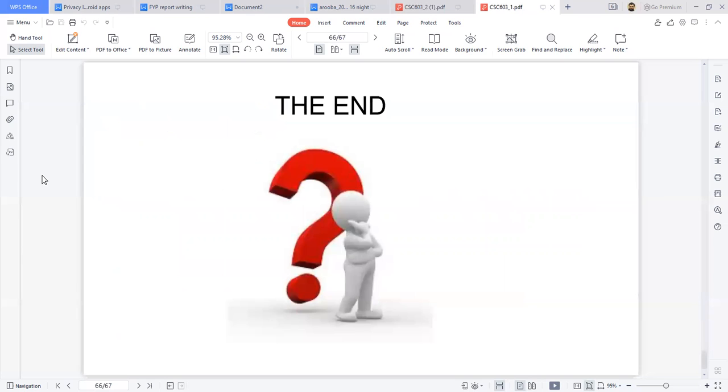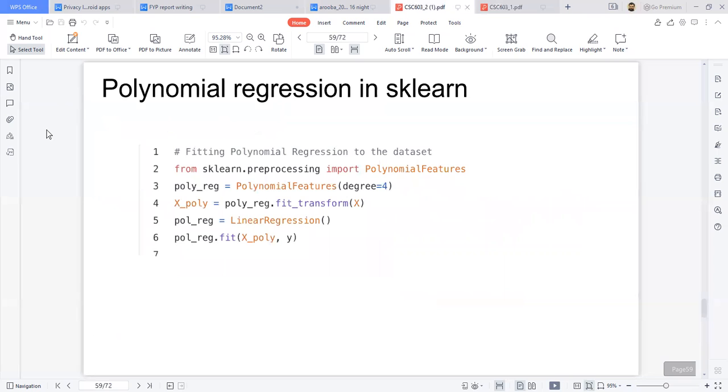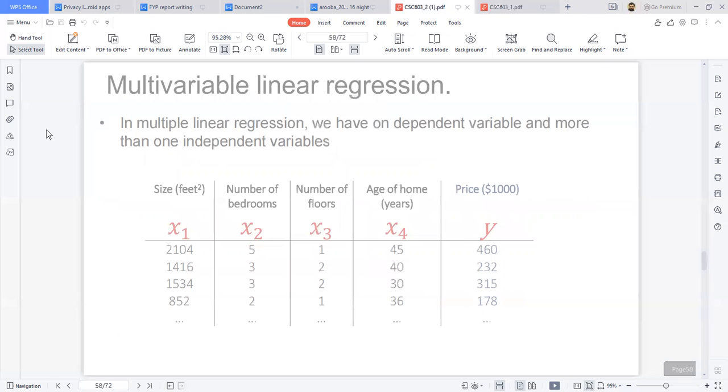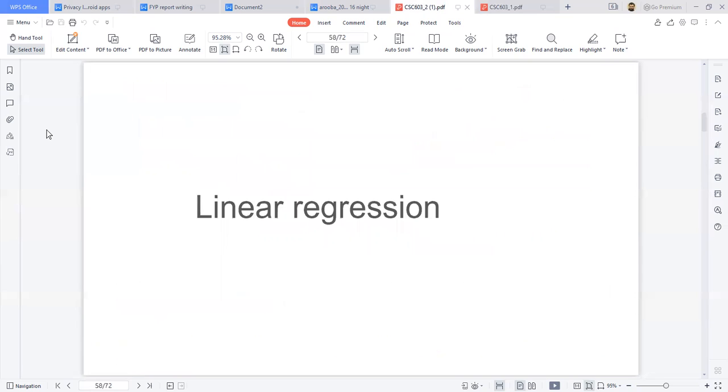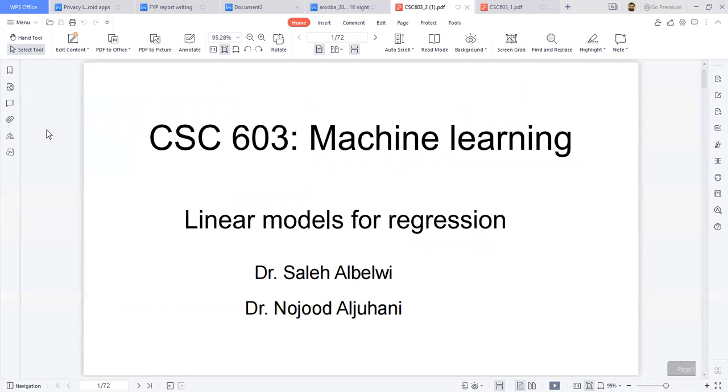Any question? No, doctor, thank you. So we can start next. Okay, so our next lecture is about linear models for regression.